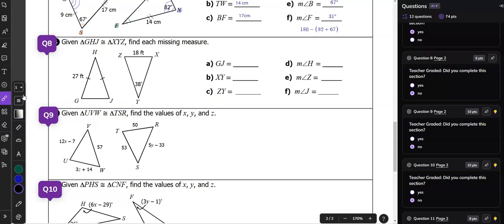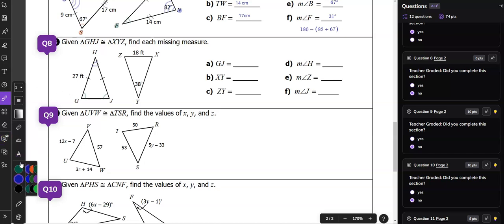All right, so for number 8, we want to make sure we can recall some of our very important characteristics about isosceles triangles. We have two sides here that are congruent. Remember, if two sides are congruent, then the angles opposite those sides are also congruent. So G and J are going to be congruent to each other regardless of the measure of angle H.